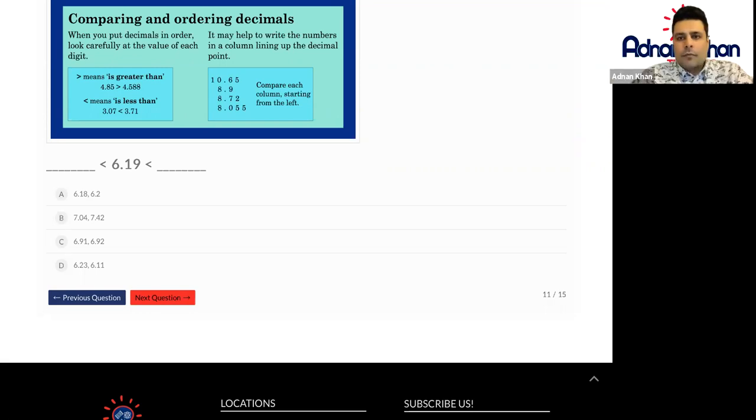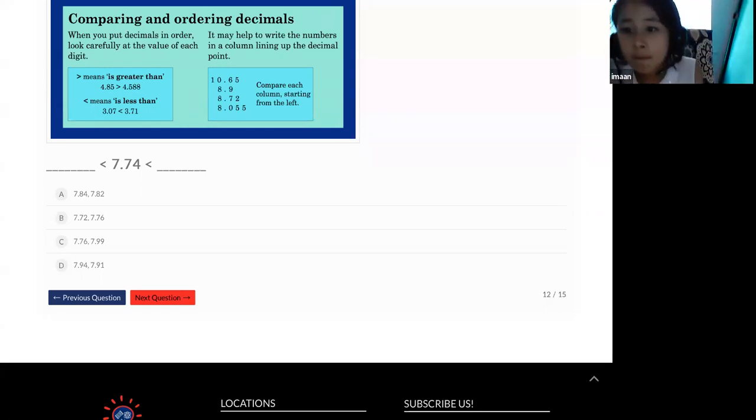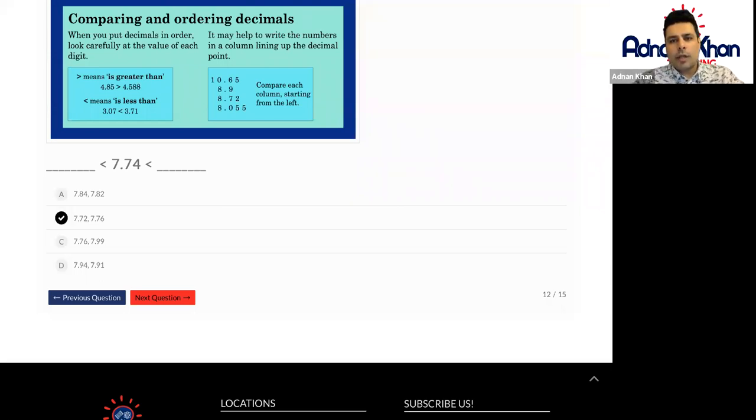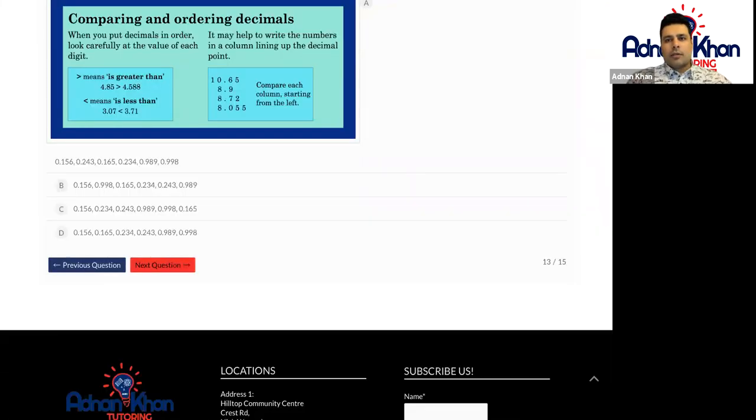A. So 6.18 is smaller than 6.19, and 6.19 is smaller than 6.2. Yes, that's right. Very good. Anyone? Okay, let's check. So 7.72 is smaller than 7.74, and then 7.74 is smaller than 7.76. Yes, that's good.